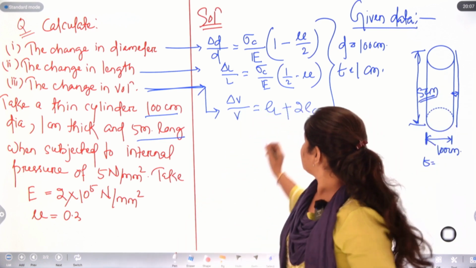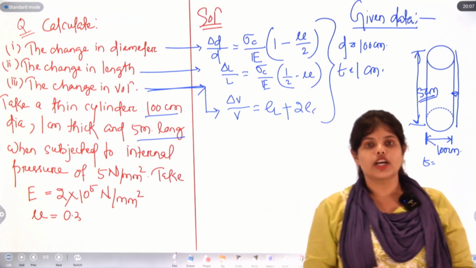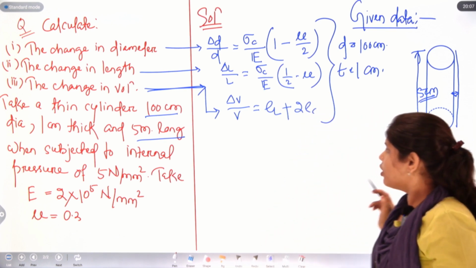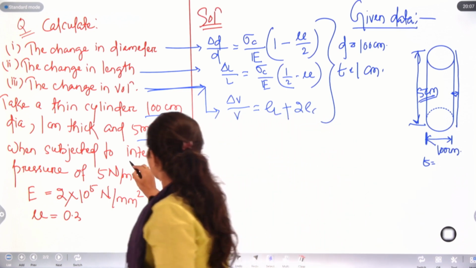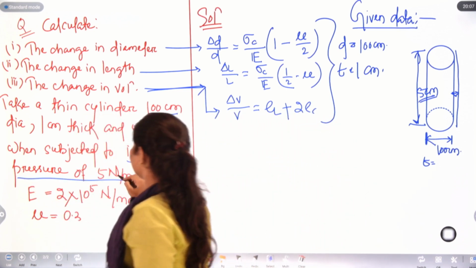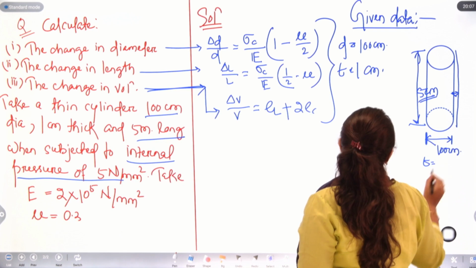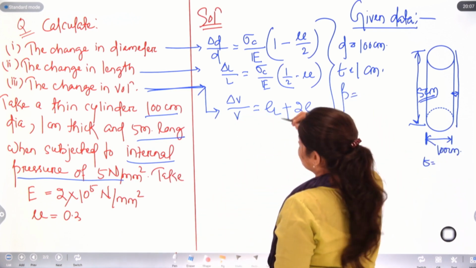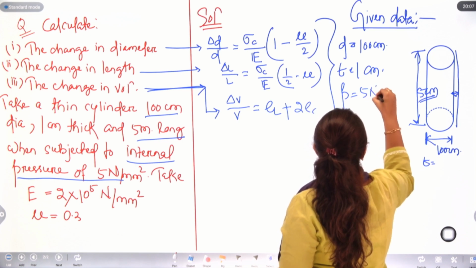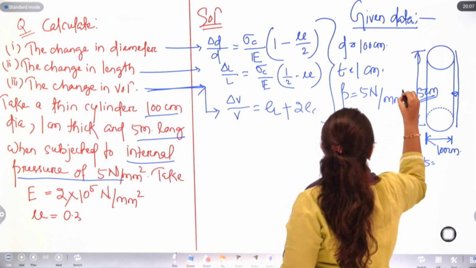Next, to calculate this sigma C, we need PD upon 2T. So, we have D and T, but what is P? Here, our internal pressure is given, that is 5 Newton per mm square.